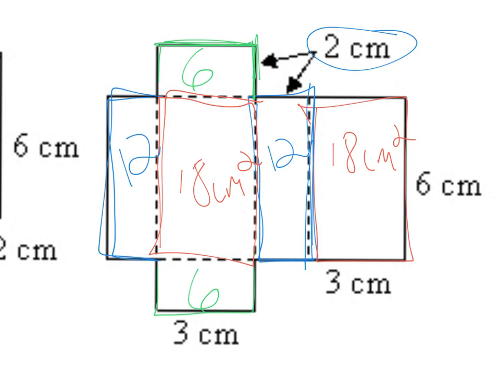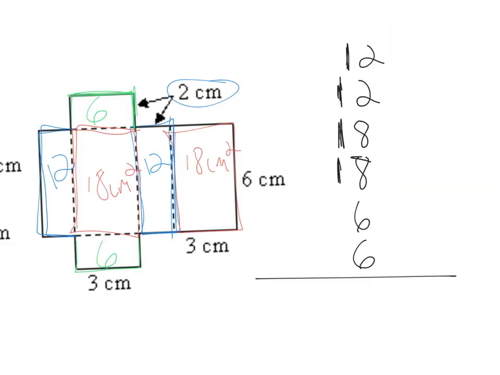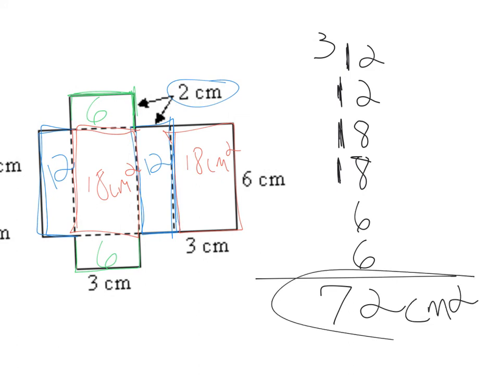Last thing we need to do is add all of these up. If I add up my ones place, I'm going to get 32. 3, 4, 5, 6, 7. So I'm going to have 72. And that's going to be centimeters squared because I'm finding the surface area.